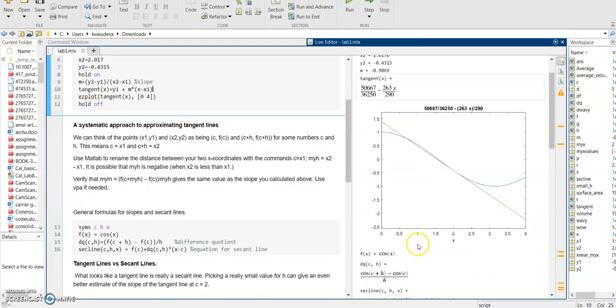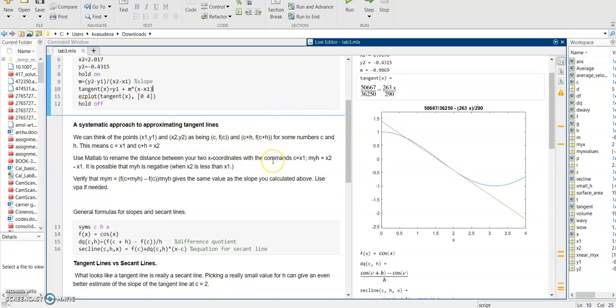Now I'm going to say x2 is 2.5, and the distance from x1 to x2 is h. So the distance from x1 to x2 is h, right? So my c is x1, my f of c is y1. Now my c plus h, my c is x1, right? x1 plus h, that is the distance from x1 to x2, will take you to x2. That means my x2 would be c plus h.